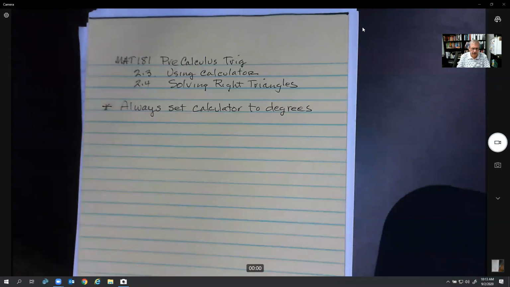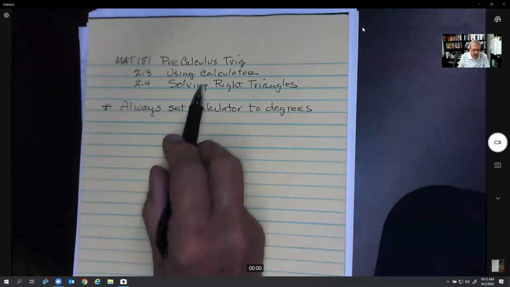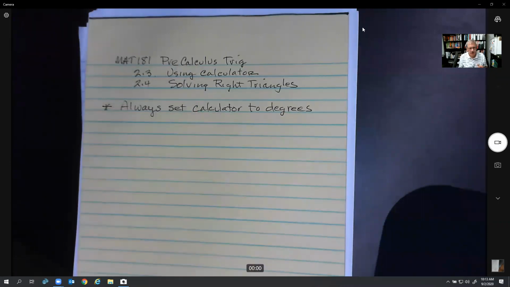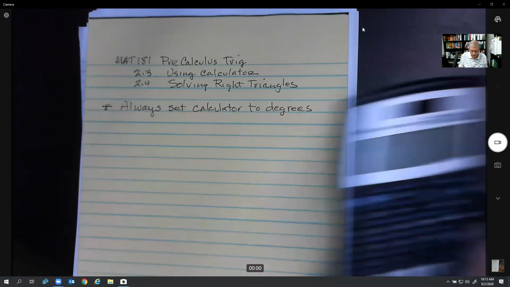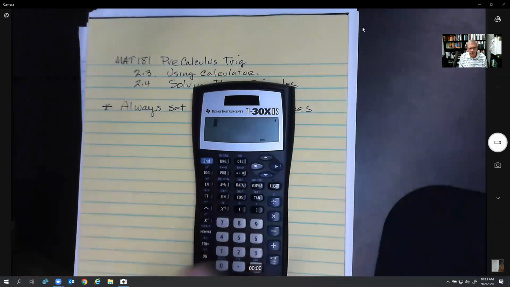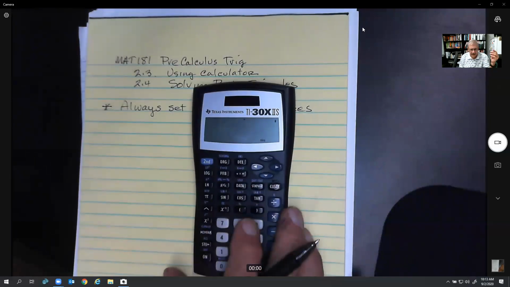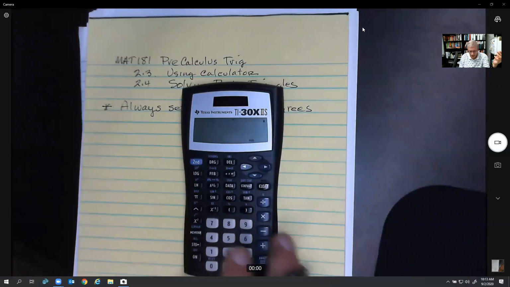Mat181 Pre-Calculus Trig. What we're going to talk about is probably the best part of trigonometry today, which is using your calculator, section 2.3, and then using your calculator to solve problems. So I'm going to use the TI-30X IIS because this is the calculator I'm most familiar with. You can use TI-84s, or you can use Casio or whatever, but you're going to have to check your booklet to see the directions for those.